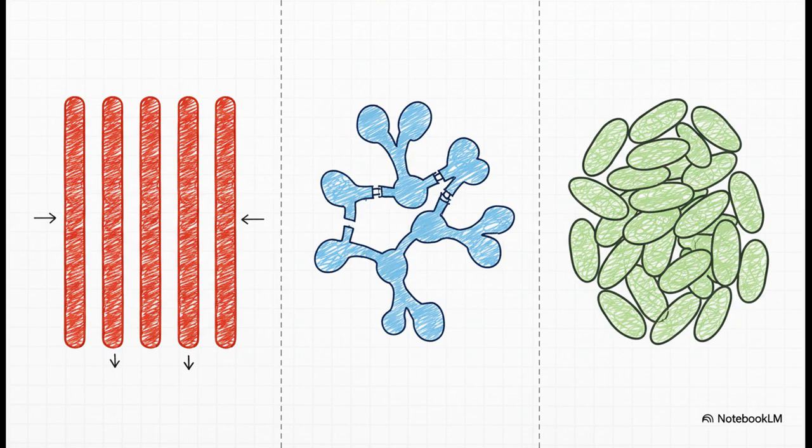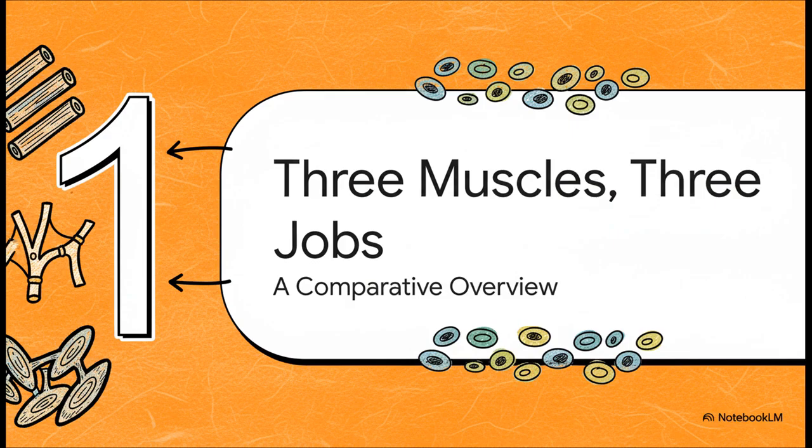The core idea here is simple, but it's incredibly powerful. In biology, form dictates function. A cell's job is totally determined by its design. And when you look at our three muscle types, skeletal, cardiac, and smooth, what you're really seeing are three absolute master classes in purpose-built cellular architecture. So, to really get a handle on these unique blueprints, we need a map, a way to compare their core characteristics. So let's lay out the specs for each muscle type, side by side, and see what shakes out.